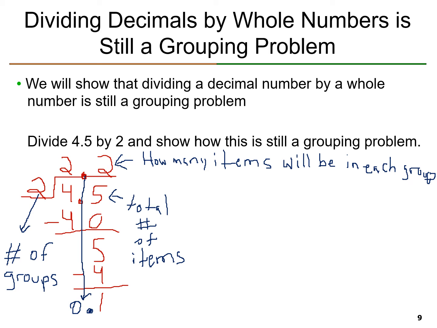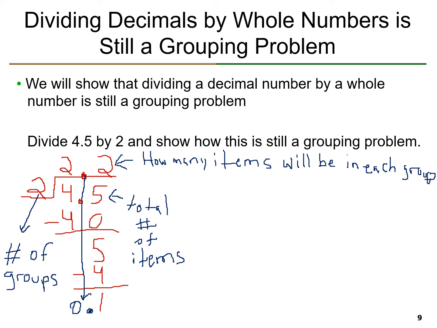Okay, so again, you can look at this problem, 4.5 divided by 2, as asking the question: if I have 4.5 total items, and I divide those items into two groups, how many items are going to be in each group? We see that we're going to have 2.2 items in each group, and there's going to be 0.1 item left over. Now, 0.2 is 2/10.